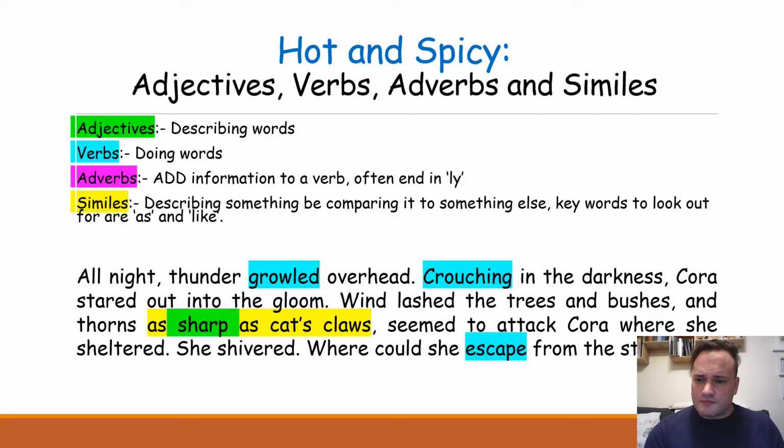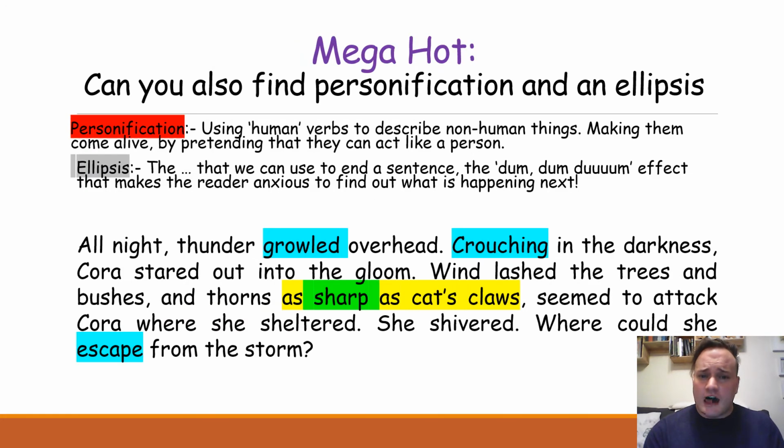Next challenge, the Mega Hot Challenge. And the Mega Hot Challenge starts with the hot and spicy. You start doing the hot and spicy, the Mega Hot adds on top of it. Because if you have found a decent amount of verbs and adjectives, adverbs and similes, and you want another challenge, well, can you then choose 2 more different colours? Your piece of work will be very colourful by the end of this.